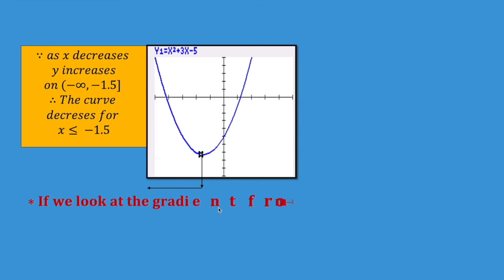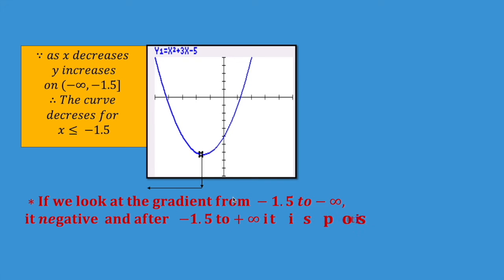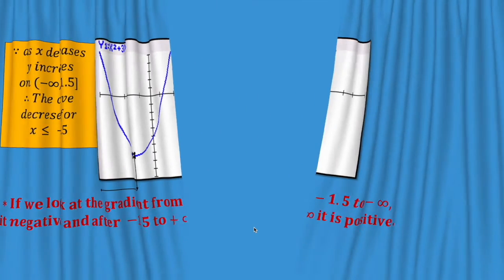Now if you look at the gradient of the curve from negative 1.5 to negative infinity, it is negative. However, on the other side it is positive.